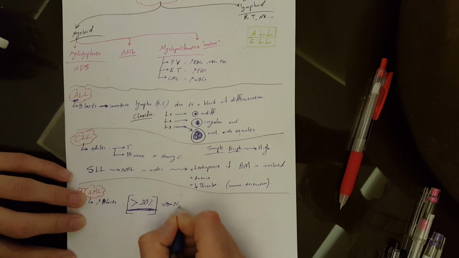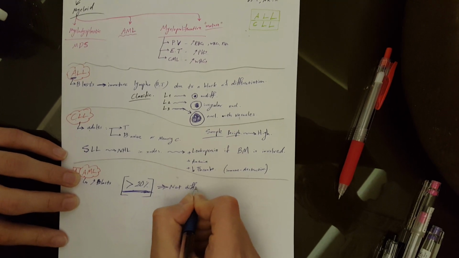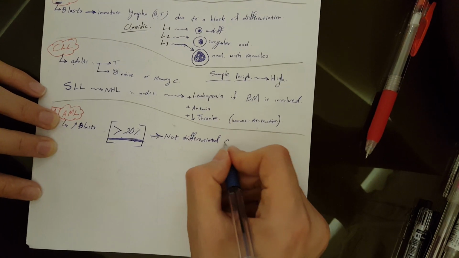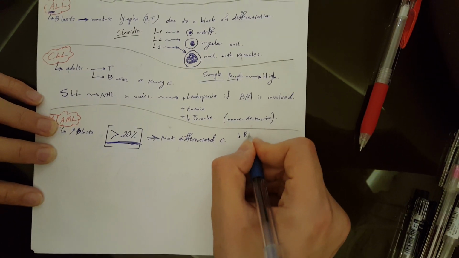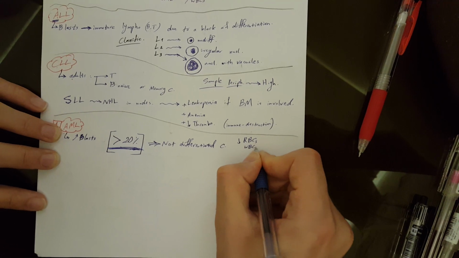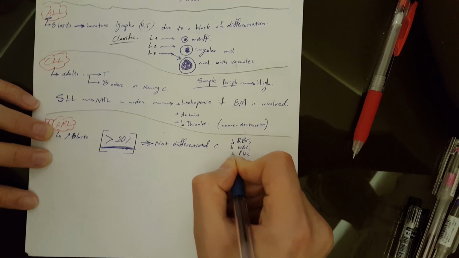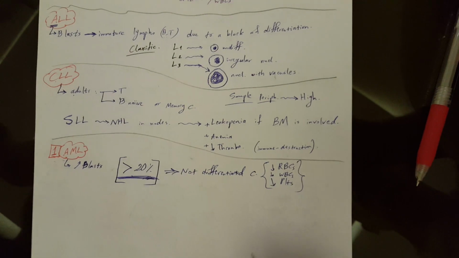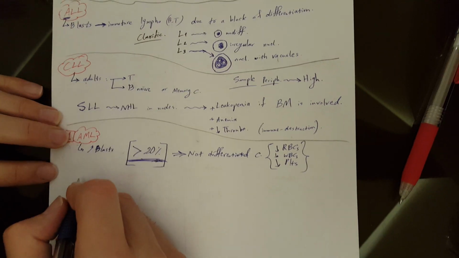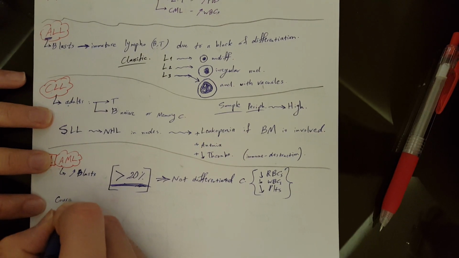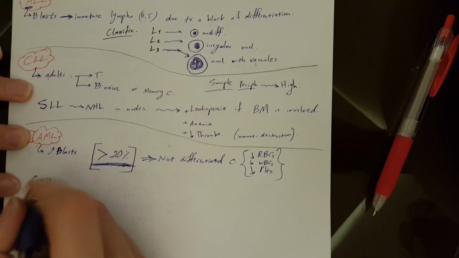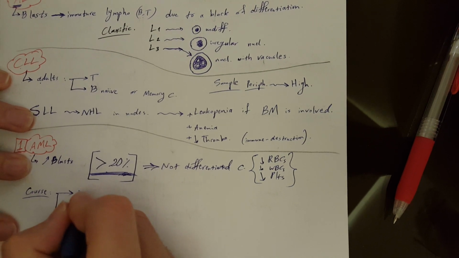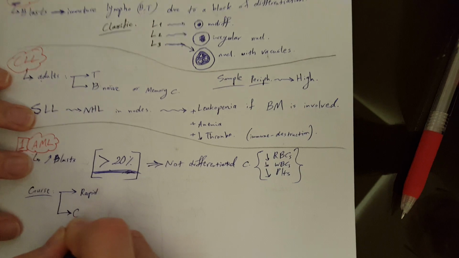And of course, if they're blasts, they are not differentiated cells, meaning you will have low RBCs, WBCs, and platelets. What else? The course. Now, AML has a course. It has a rapid and what? A gradual. Oh, duh, if there's a rapid, there has to be a gradual.